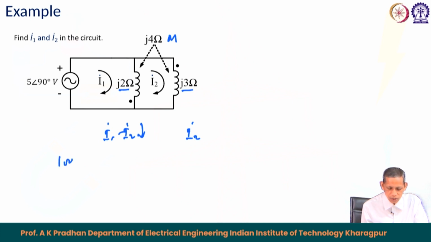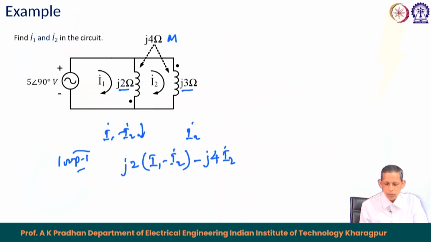For the first loop we can write the equation. The first loop has only one element, so its self voltage drop is j2 into I1 minus I2, because the current flowing through it is I1 minus I2, and it has a mutual component. I1 minus I2 is leaving the dotted terminal and I2 is entering the dotted terminal, so this will be a minus M, which is j4 into I2, because the current flowing in the second one is I2. This equals 5 with an angle of 90 degrees.